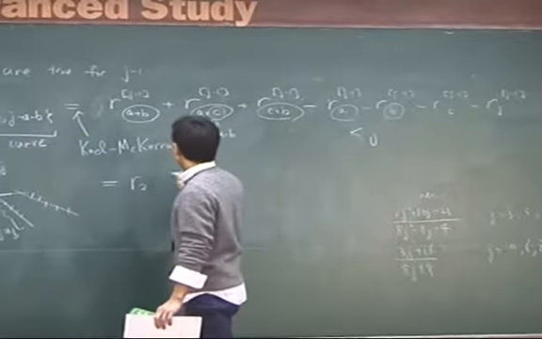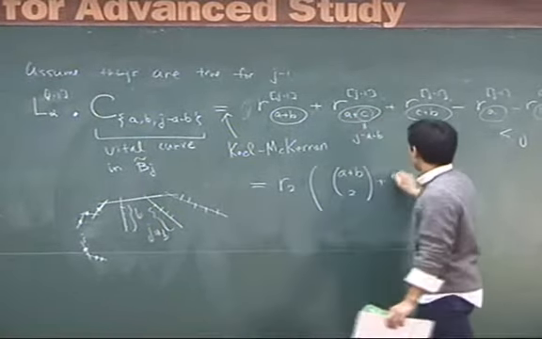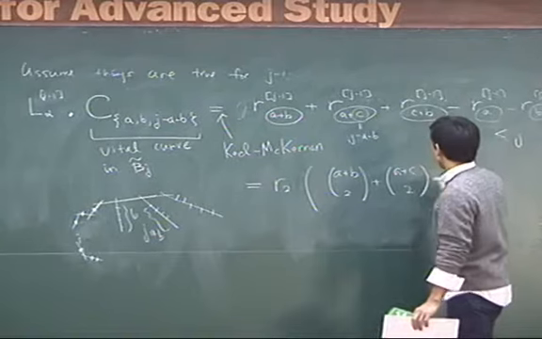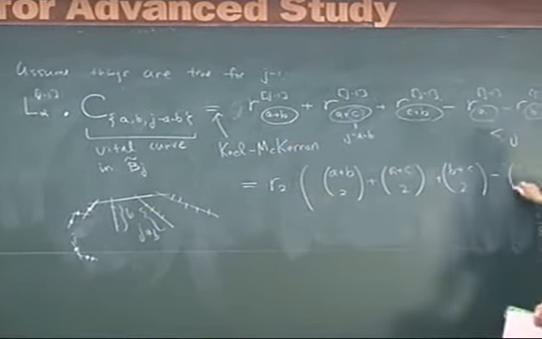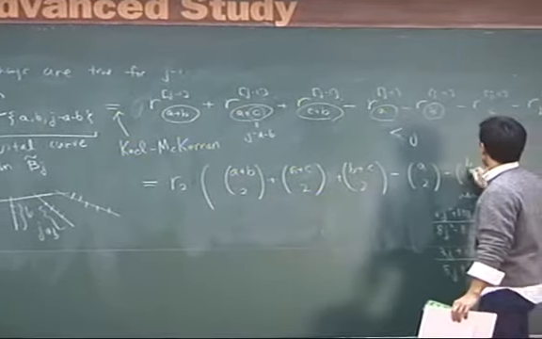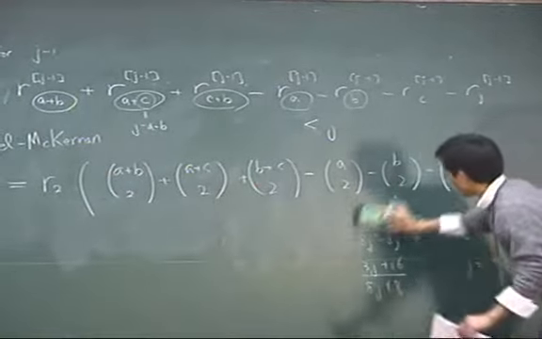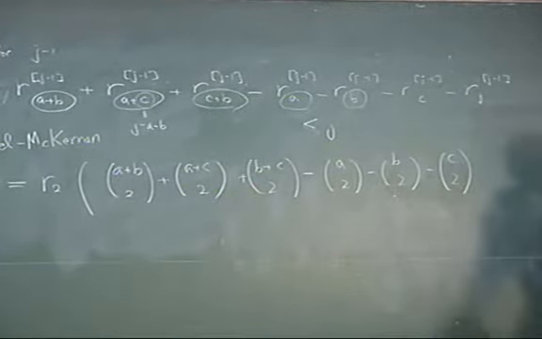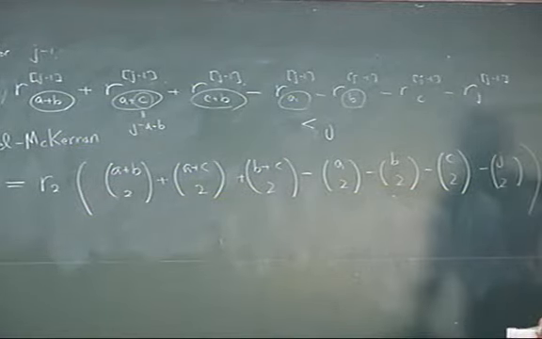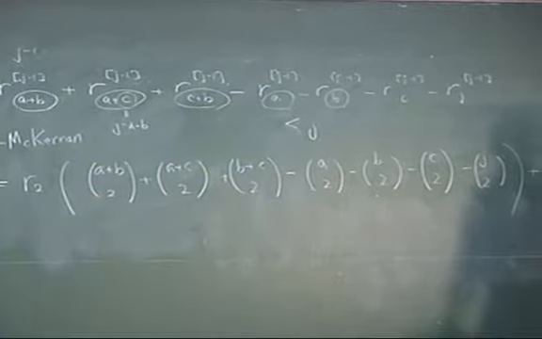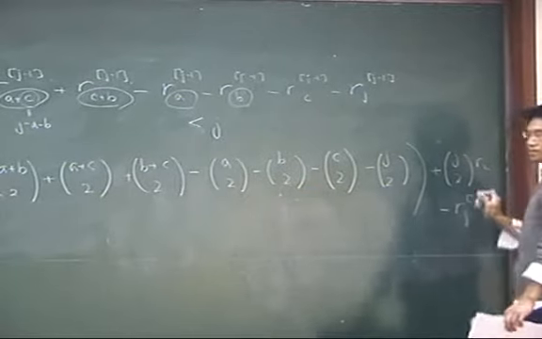It's R2 times A plus B choose 2 plus A plus C choose 2 plus B plus C choose 2 minus A choose 2 minus B choose 2 minus C choose 2. And then I'm going to subtract off J choose 2 R2 and then add RJ, J minus 1.